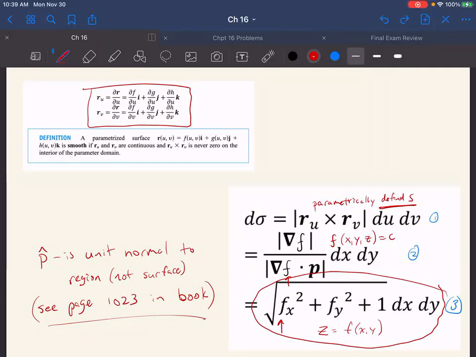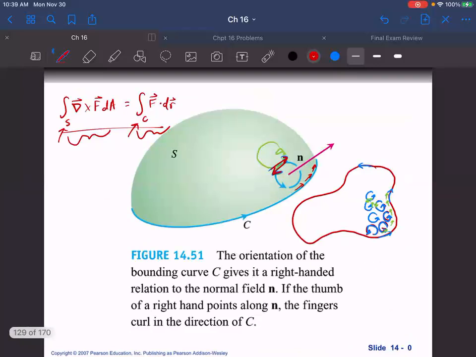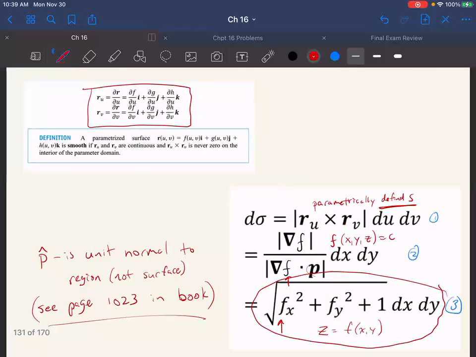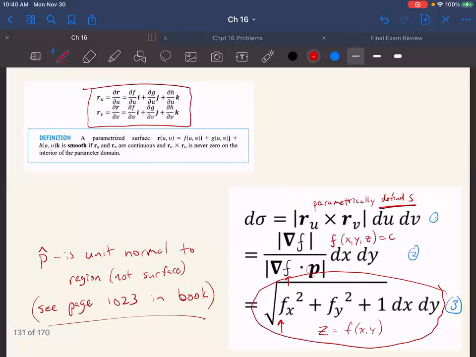Now note that this unit vector p here is normal to the region, not the surface. So you're looking at the region down here, R, not the surface. So this N is normal to the surface, and that P is normal to the region in there, like that. So p hat. Sorry, I kind of flipped away from that real fast, but you can go back and pause, I guess, if you want to look at it again. So anyway, that's how you can do this.